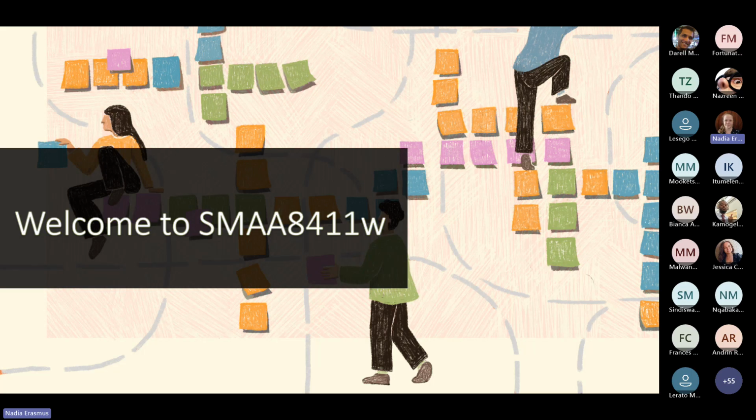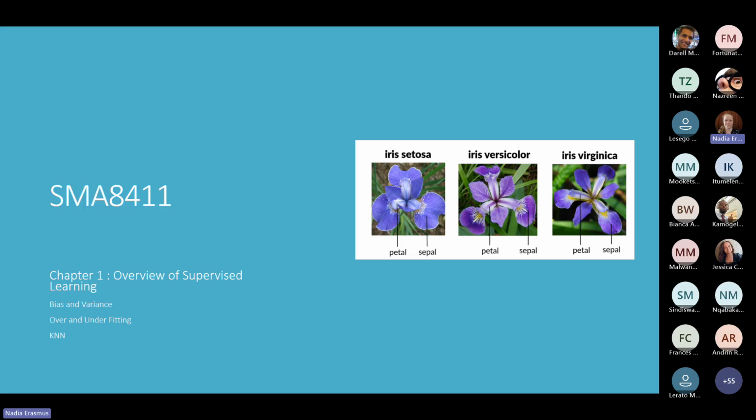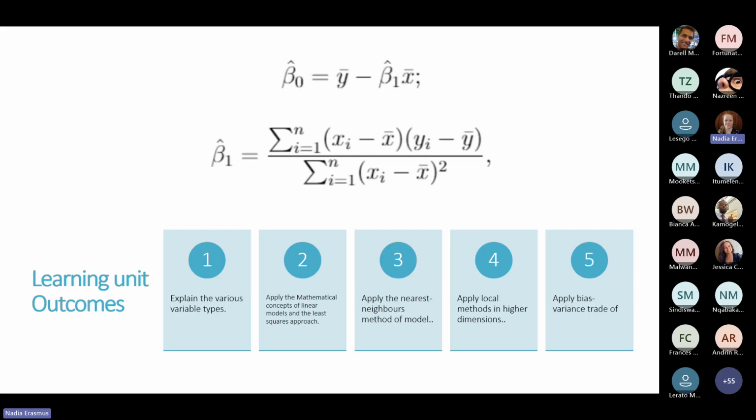Okay, so today I'm going to talk to you about supervised learning and the KNN model. So let's first see what is supervised learning. Supervised learning is also the type of machine learning. But before I get to that, I've skipped my own slide, you guys. So learning unit outcomes. Firstly, we're going to explain the variables in this learning unit and also apply the mathematical concepts. So we're going to build our machine learning model in Excel.